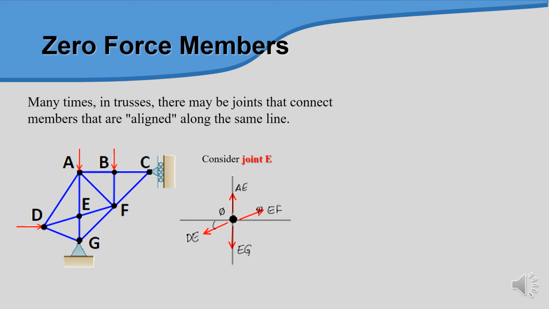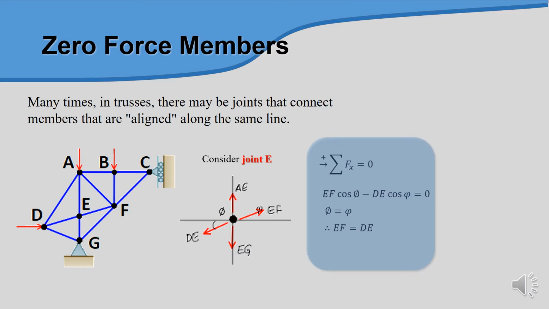Okay, if we consider joint E, we have four members connected together, and from the point E we can draw a free body diagram, something like this. So we have the force acting upward is the force AE, and downward we have EG, and we have the forces DE and EF. So in order to get the value of AE, EG, DE and EF, let's consider the net force of X axis is equal to 0.